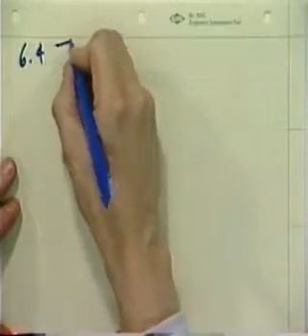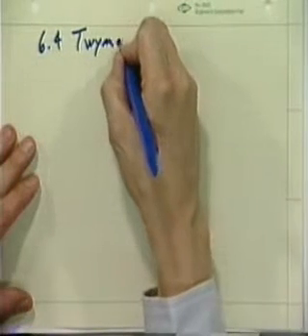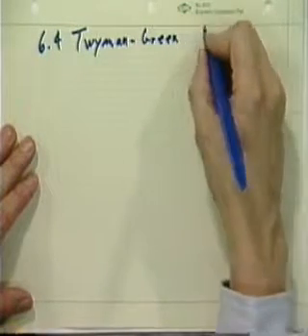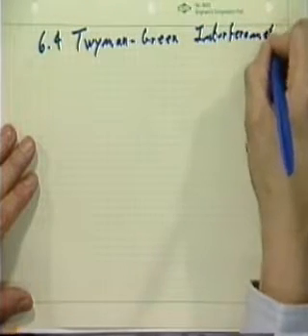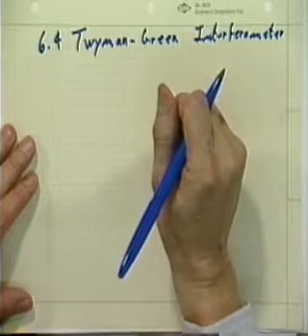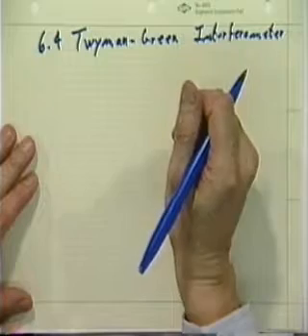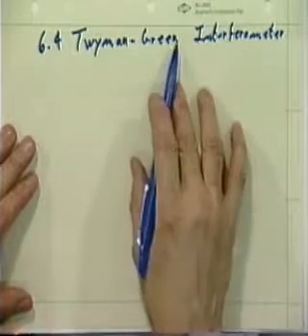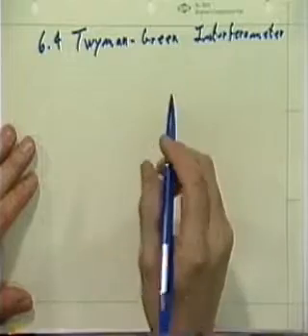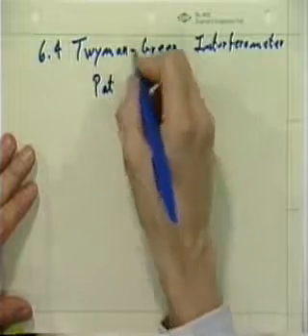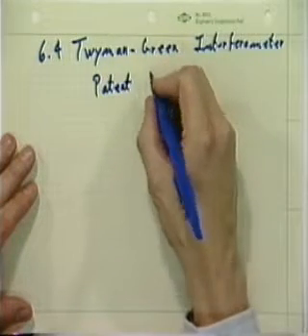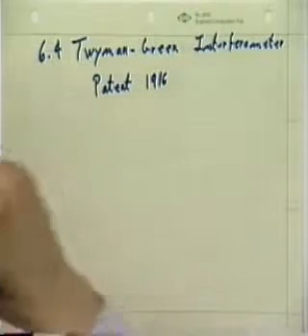Section 6.4. This is called the Twyman-Green. We don't have any French people as students. For some reason the French will not call this a Twyman-Green. They still call it the Michelson. And you'll see why in a minute. Twyman and Green got a patent on this in 1916. And I'll show a picture of it.